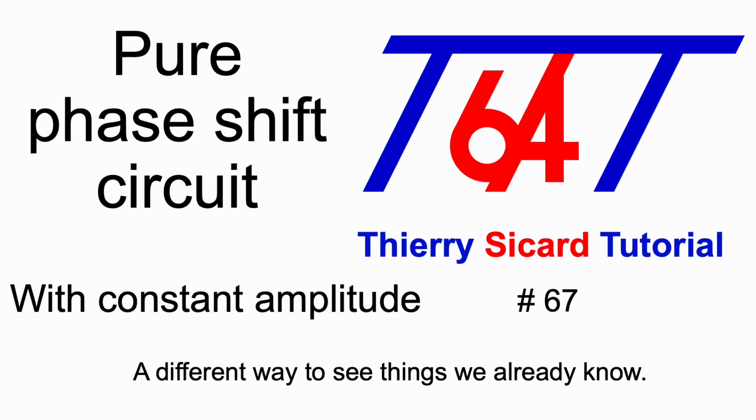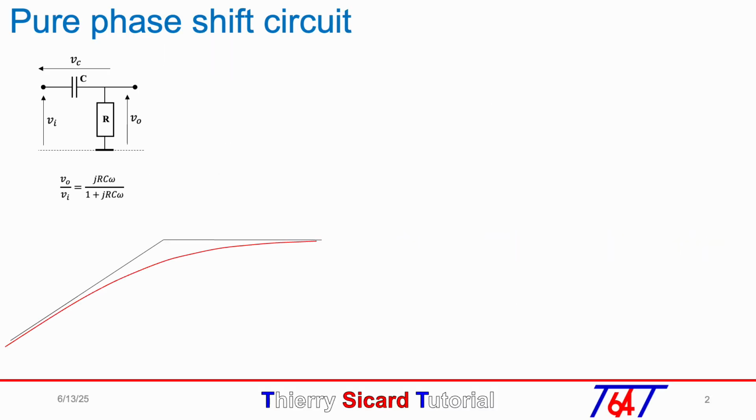Hello everyone, in this series tutorial number 67 I will present a schematic which provides a pure phase shift, which means a shifted signal but with a constant amplitude. To do this circuit providing a pure phase shift from minus 180 to 0 degrees compared to Vin, we start with a well-known first-order high-pass filter.